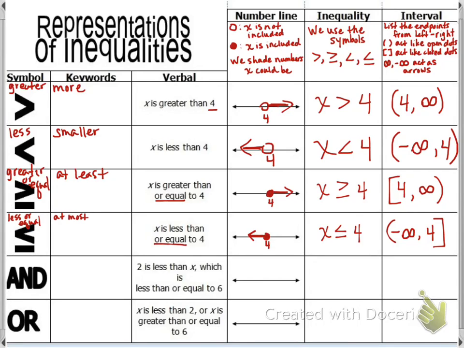If I ask you about parentheses versus brackets, understand that one means an open dot, one means a closed dot. Understand the difference between an open dot and a closed dot, greater than versus greater than or equal to, less than versus less than or equal to. And make sure you have this paper with you tomorrow so you have it to refer to as we move on with inequalities. Have a good night.